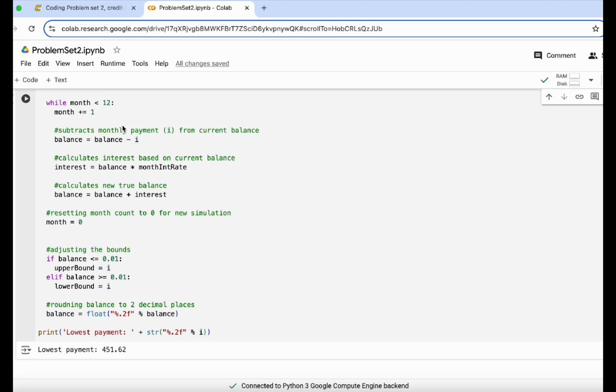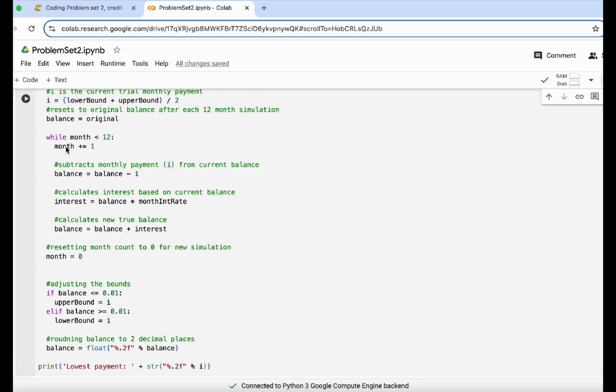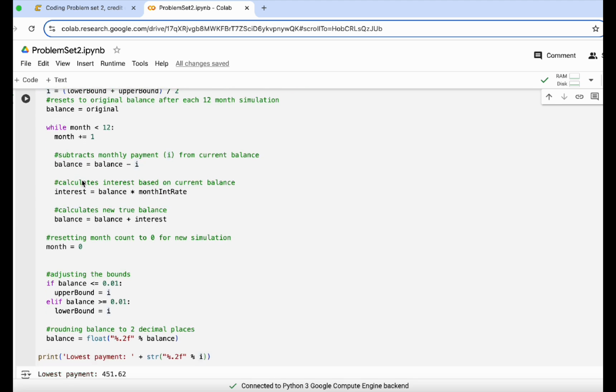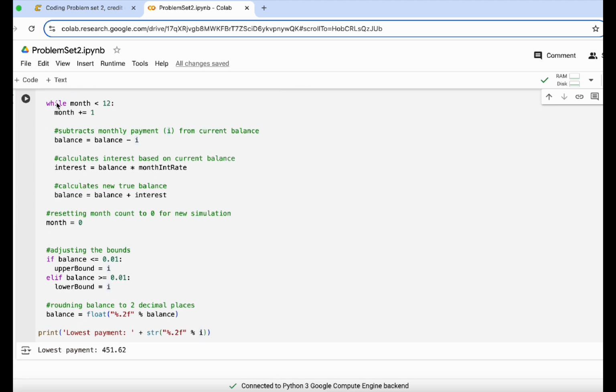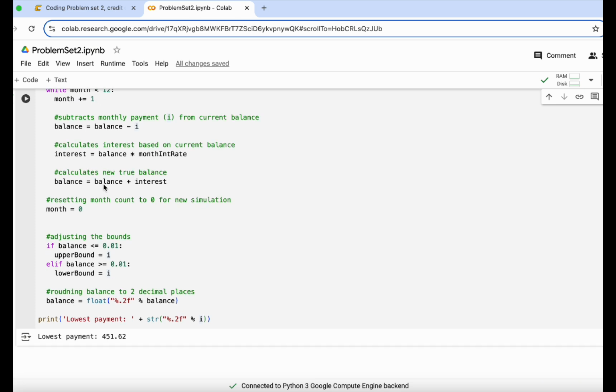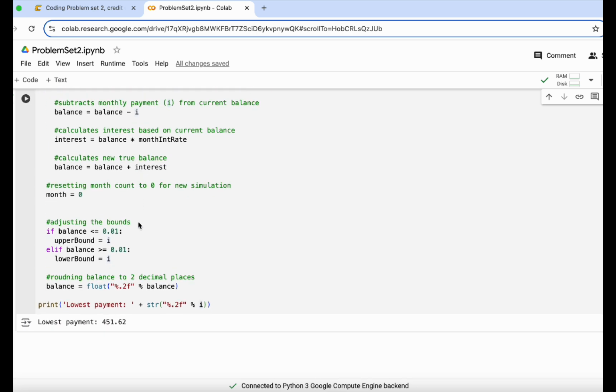So this second inner loop right here is similar to what we did up top. It iterates through the months. So we have our month variable set to 0 above. So while month is less than 12, and this will add 1 every time that we go through the loop until it gets to 12. This will subtract the monthly payment i from the current balance, and like we said, i is the number we're currently testing to find the payment we want to do.